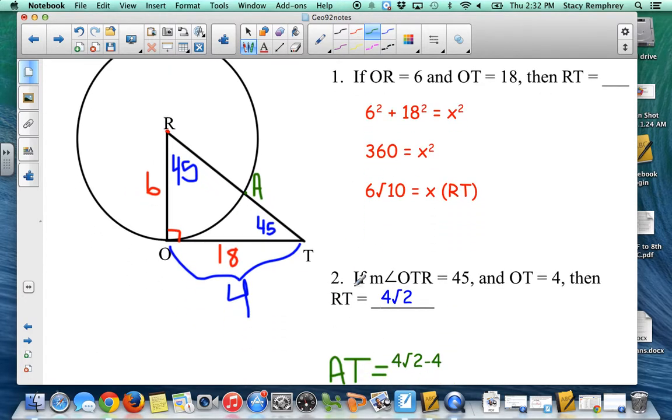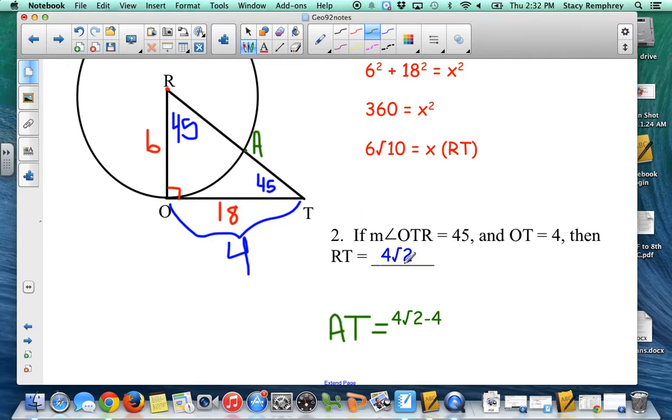All right, on this screen I've gone through and solved them. In number 1, everything is in red. So I labeled OT as 18, OR as 6. This is a right triangle, so I used the Pythagorean theorem. See the blues, I don't know that in the first problem. All I know is two sides of a right triangle. I used the Pythagorean theorem and I got that RT was 6 root 10.